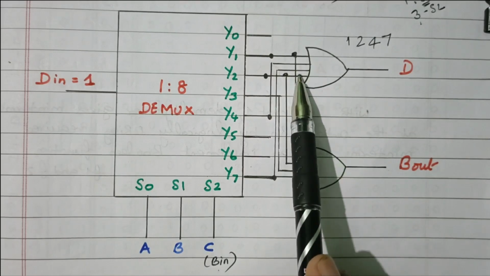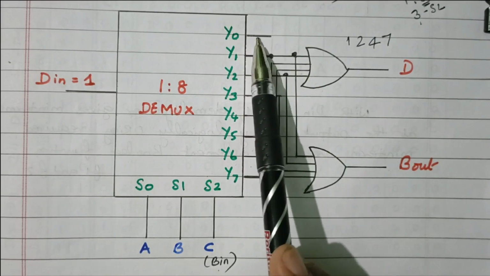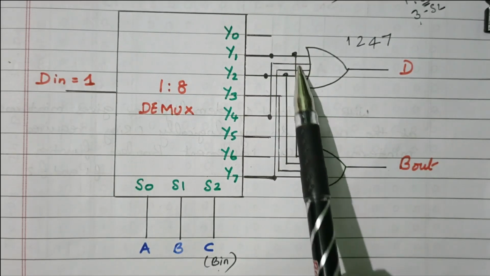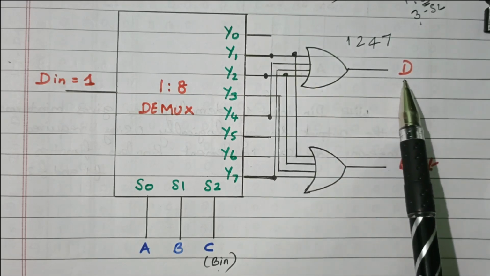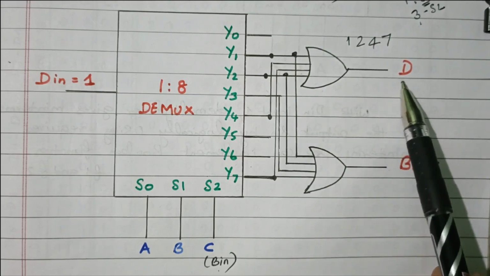Right? 1, 2, 4, 7. These 4 outputs are connected. The others are not connected. Why not? They are not required. So this is an OR gate, the sum of min terms. These 4 terms are added together, and we'll get the difference of the full subtractor.